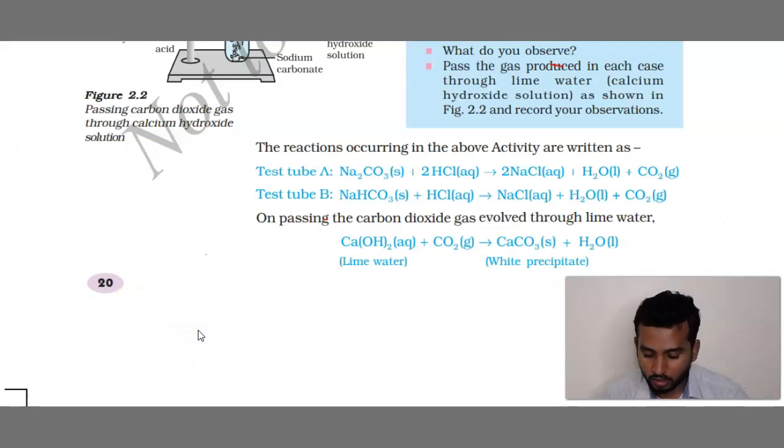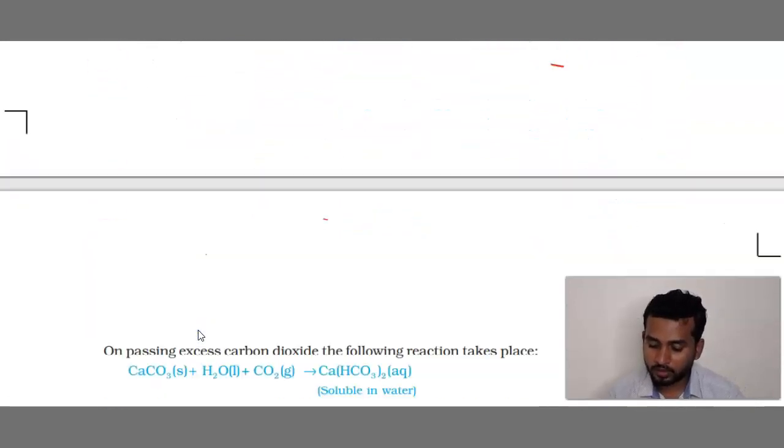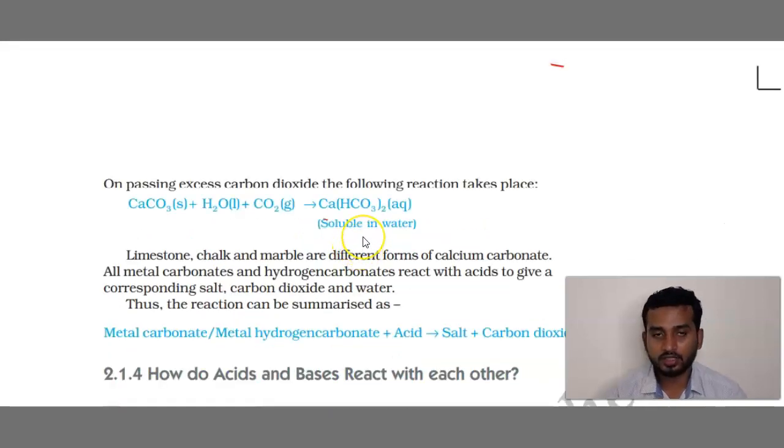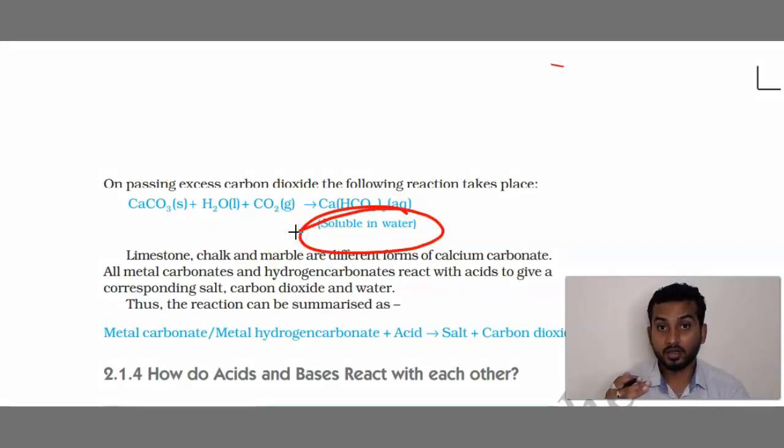Done. Now after this, same thing we can see here. When we pass just a small amount of carbon dioxide, we get a white precipitate. But when we pass excess carbon dioxide, the following reaction takes place. If you pass more carbon dioxide, we get a product which is soluble in water. This is the major difference. If you pass a small quantity of carbon dioxide, we get a precipitate. Understood?